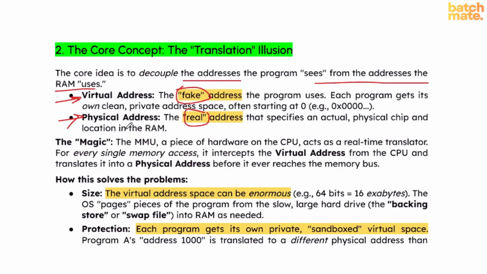But how do we connect the fake world to the real world? Meet the star of the show, the MMU, Memory Management Unit. This is a piece of hardware on your CPU that acts as a real-time translator. Every single time your program tries to read data, the MMU intercepts it. CPU says, "Give me address 1000." MMU thinks, okay, for this program, address 1000 is actually physical address 99. Then MMU says to RAM, "Give me address 99." The program never knows it was tricked. It lives in the matrix.